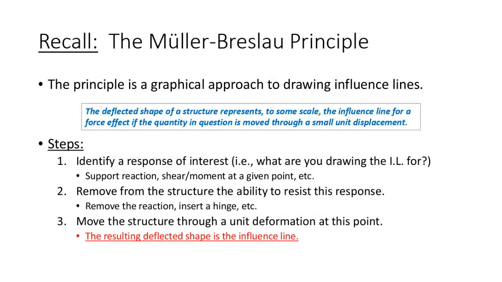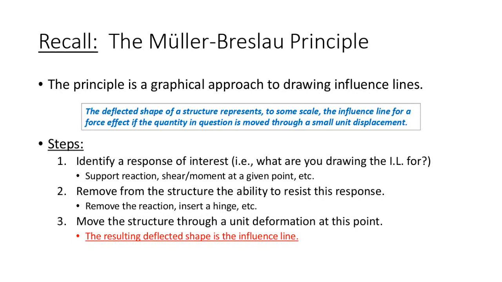We're going to apply the same process, but we're going to come to some different conclusions about rules and guidance for drawing influence lines for shear and moment. So I want to make sure it's crystal clear what process we're following. Again, the Müller-Breslau principle states that the deflected shape of a structure represents the influence line. You identify a response of interest. What are you drawing the influence line for? A support reaction, shear, or moment at a given point, whatever.